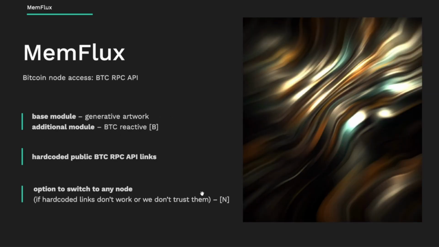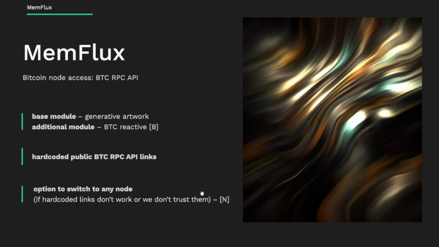Memflux uses Bitcoin Node RPC API and has like two modules. First module is a simple generative artwork that you will see, and there's an additional module that is Bitcoin reactive, and that is released when you press B. To access the node, there are hard-coded public node links. However, if you don't trust the hard-coded node links, or they die, because that is also possible, there's also an option to switch to any kind of node or input your own address, so the artwork can live forever.